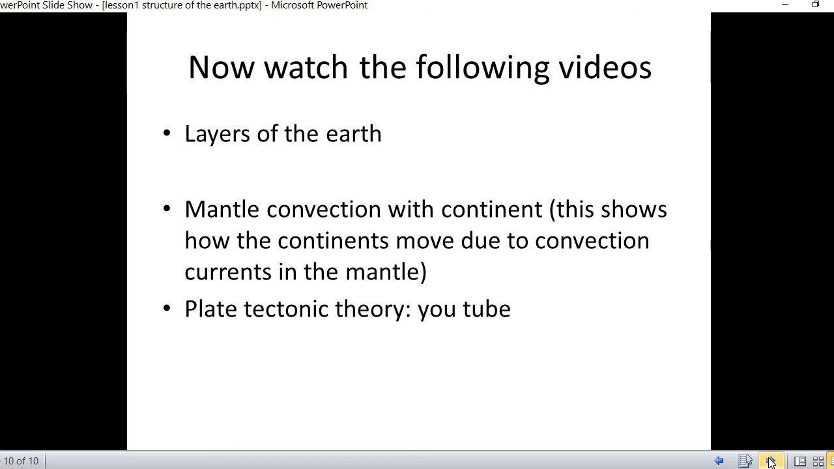And Plate Tectonic Theory YouTube. If you've only got time to watch 2 of them, watch the top 2 and then watch the Plate Tectonic Theory at a later time, okay? But it's important for the layers of the Earth and the mantle convection.